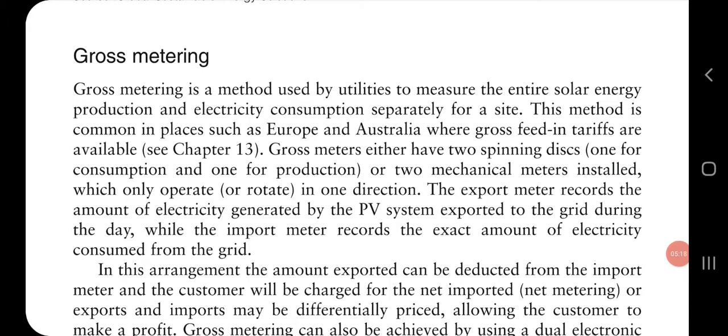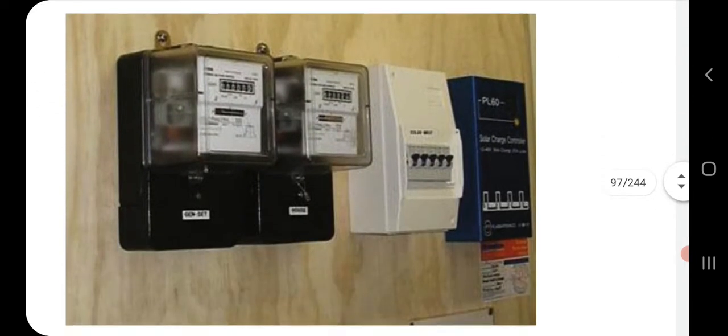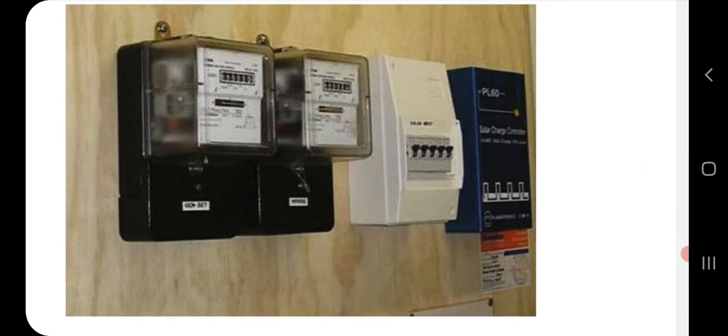Cross metering is a method used by the utility to measure the entire solar energy production and electric consumption separately for the site. So in Europe, Australia, and other countries, what happens? Whenever the production is there, the export is done and recorded, and whenever energy is required, supply is taken from the grid. So depending upon the difference or supply of energy, they make a bill. So these are the meters which are used for recording both things, export and import.